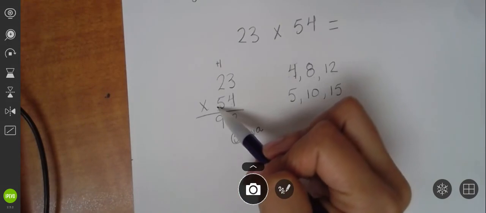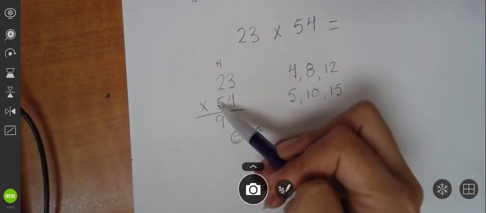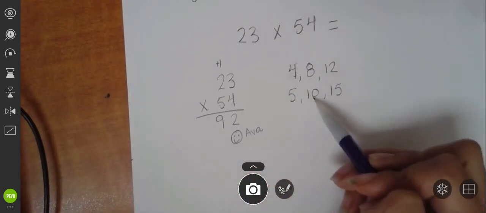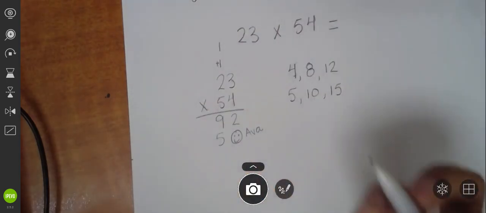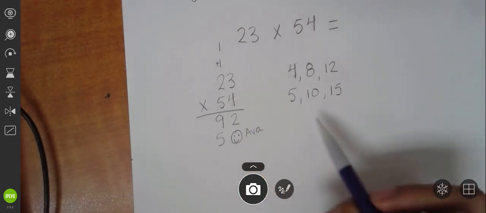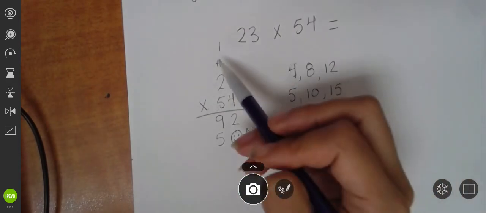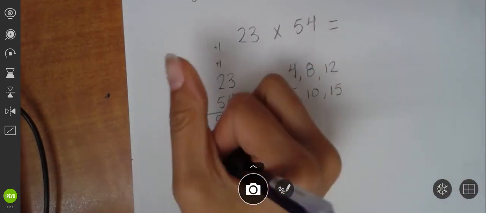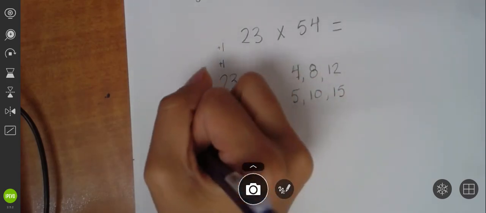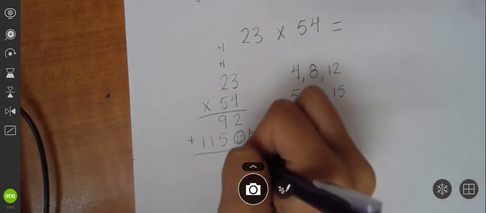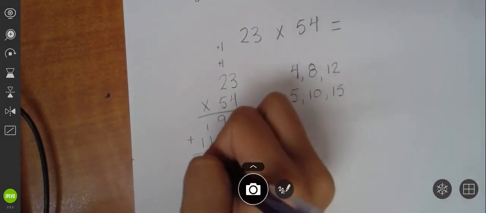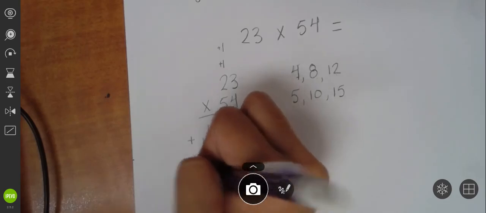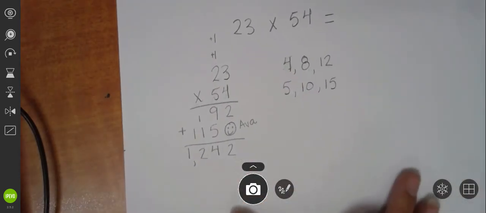Next step, we're going to multiply by 5 this time. First, 5 times 3. 1, 2, 3, 1, 2, 3, 15. And then 5 times 2, which is 10, plus 1, 11. Then we are going to add. 2. 9 plus 5 is 14. 2, and then 1. Final answer.